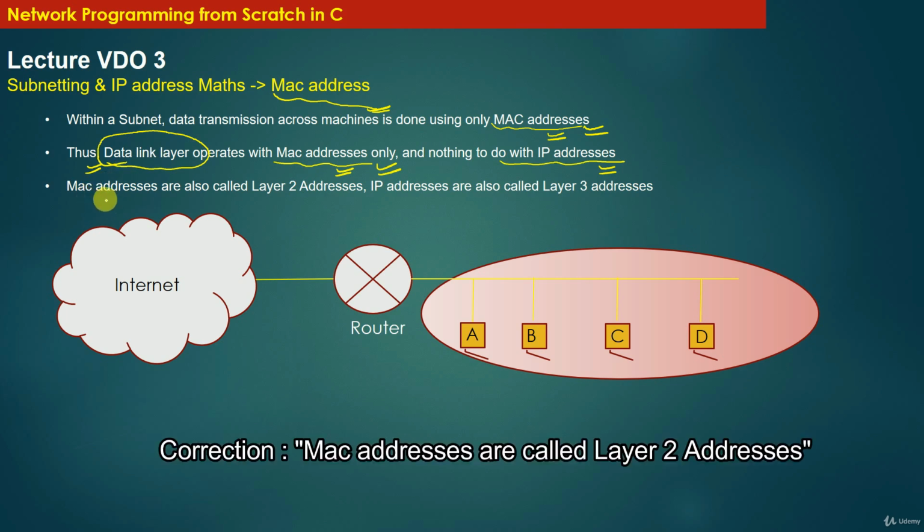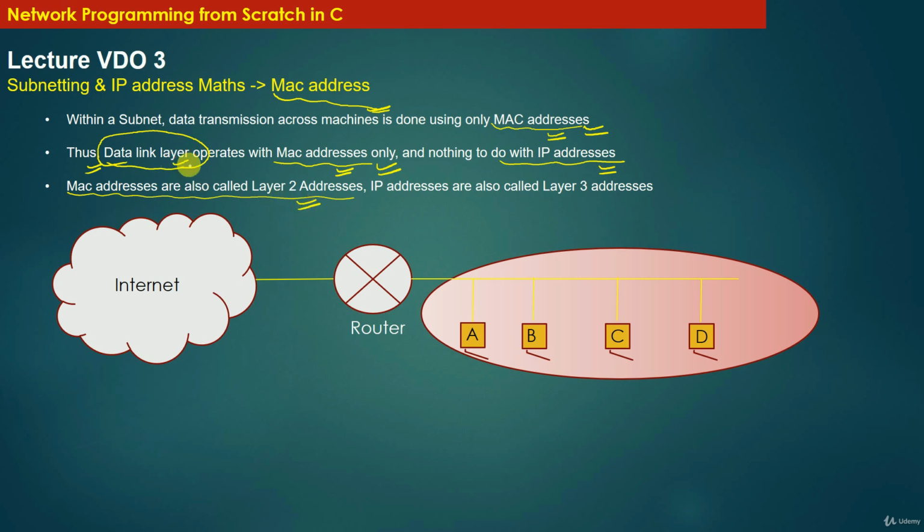That is the reason MAC addresses are also called layer 2 addresses, and MAC addresses are used by the data link layer, whereas IP addresses are also called layer 3 addresses, and IP addresses are used by the network layer for routing data between machines present in different subnets.